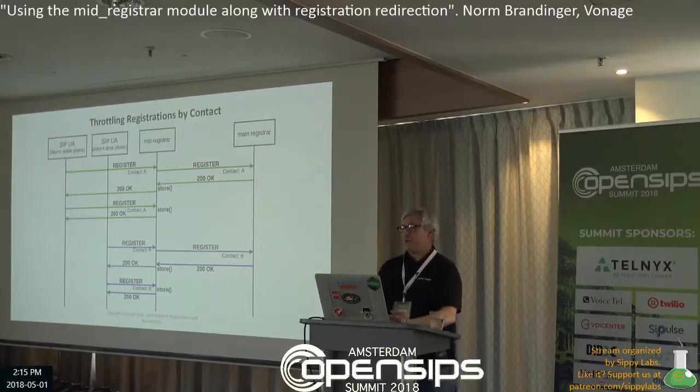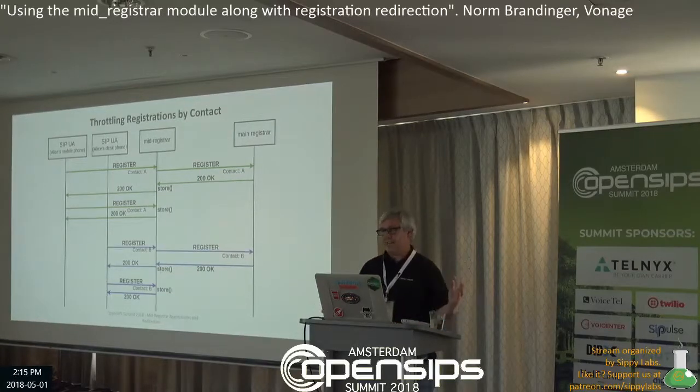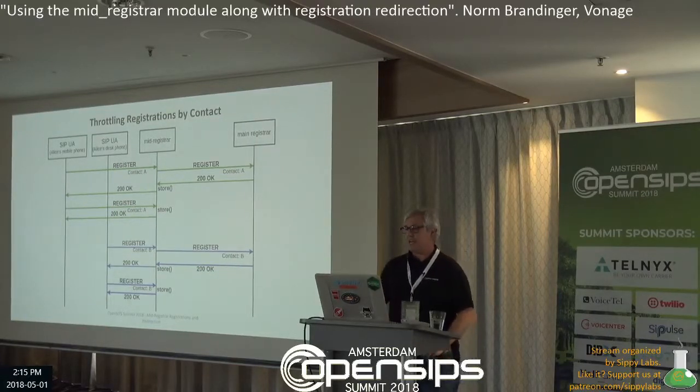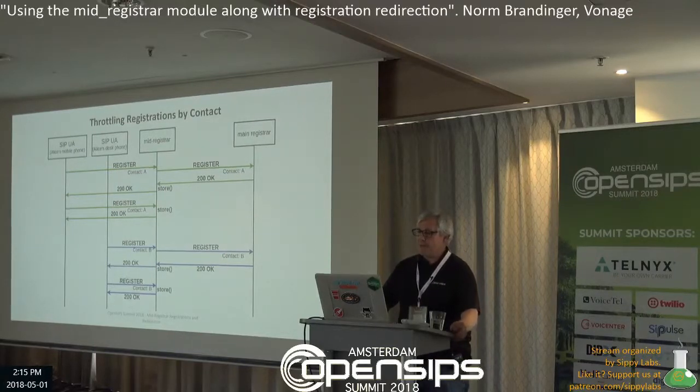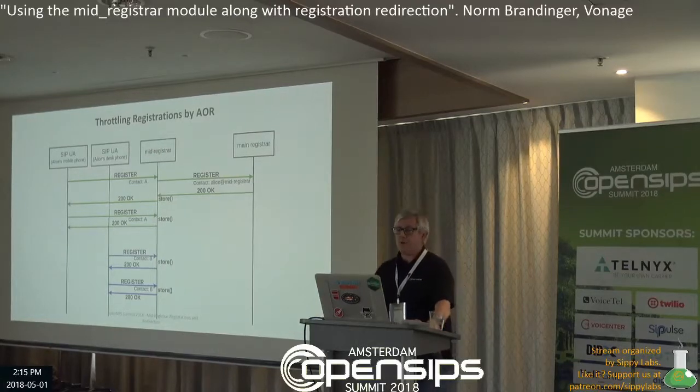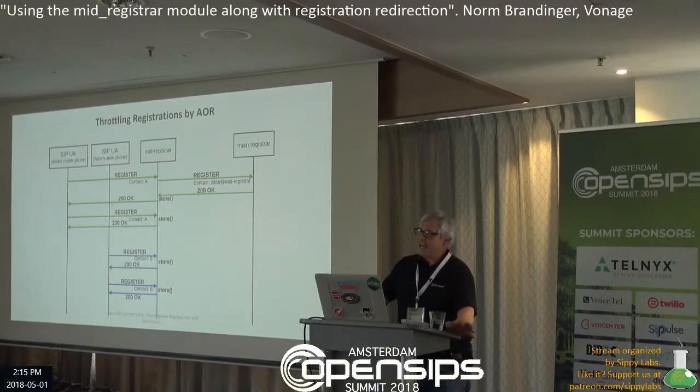So remember, each registered contact generally has an entry in the user location table. If you've got lots of contacts, it starts becoming an issue. In this mode, where you're throttling registrations by contact, you don't really have any savings on the main registrar in terms of contact volume. You do based on registration volume, but just not on contact volume. So that's where another mode of the mid-registrar was created, where the mid-registrar can throttle by AOR. Now, AORs are kind of interesting.